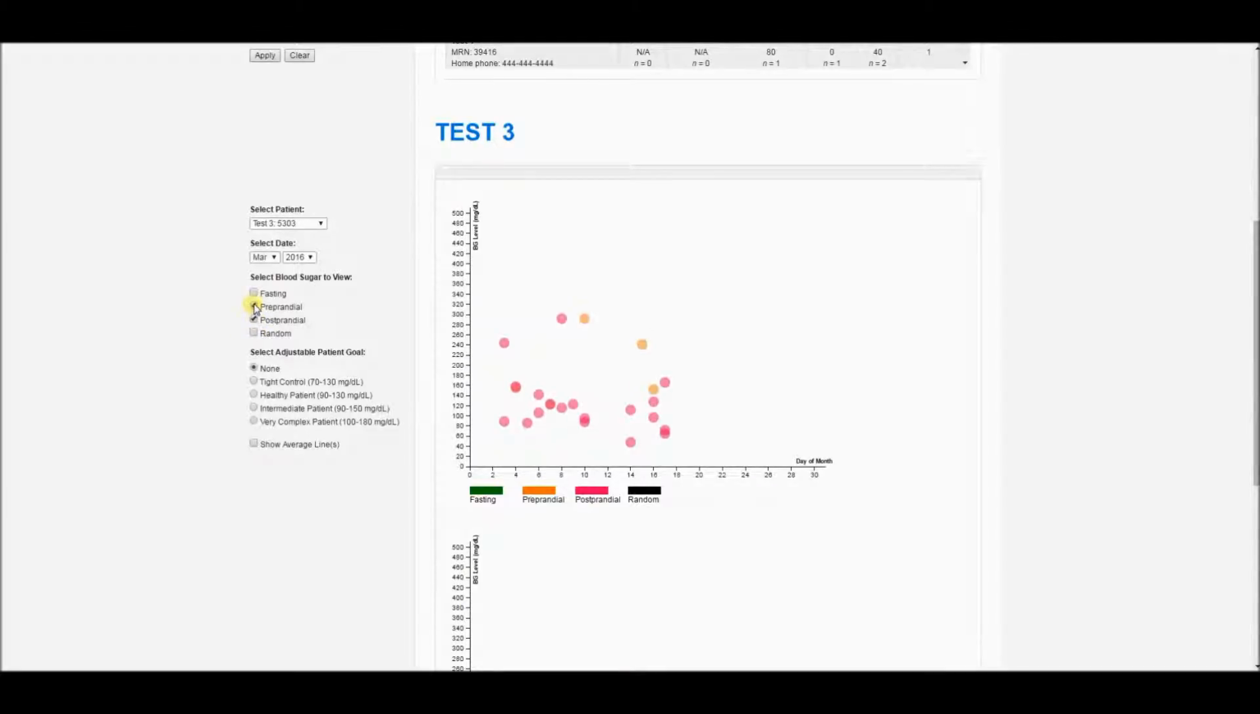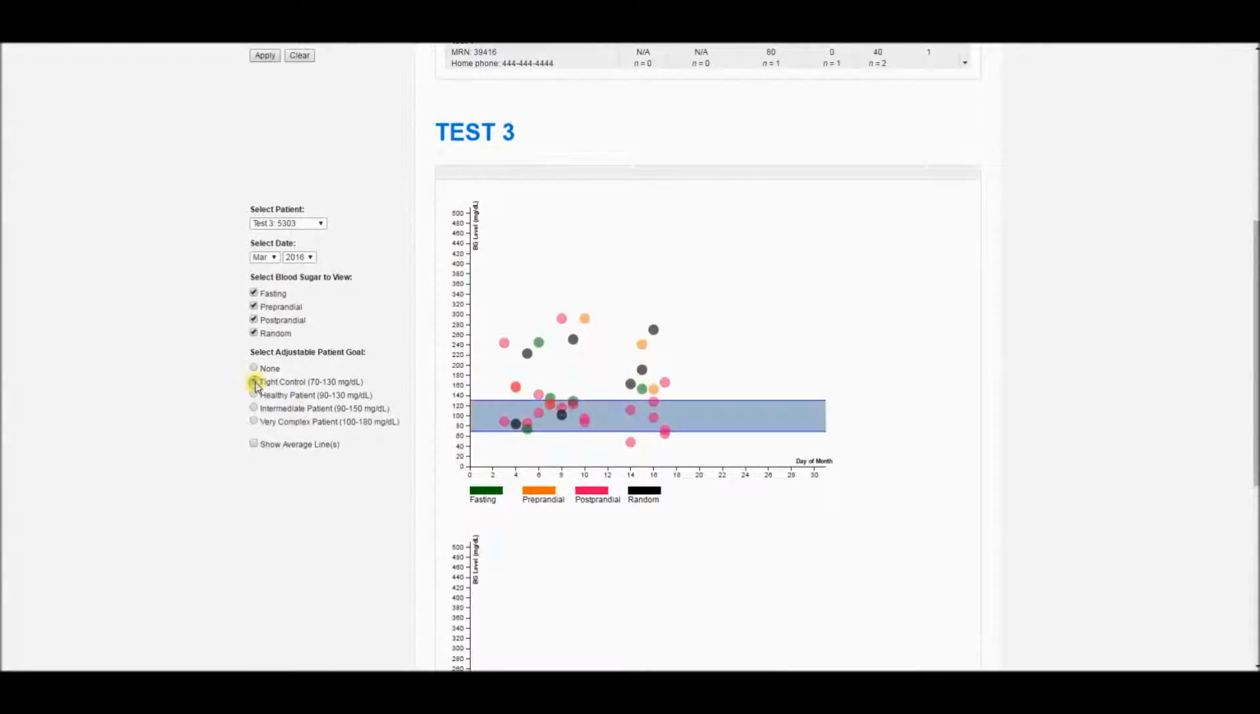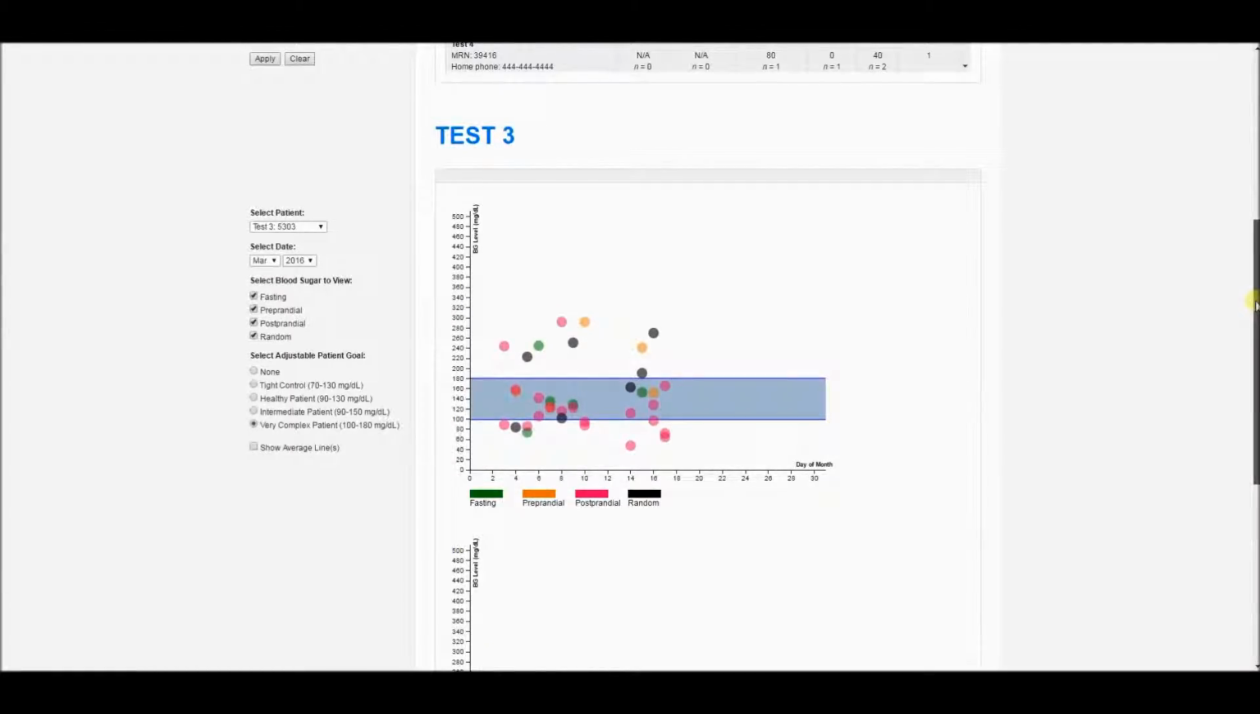In addition, I can judge how well a patient is managing his or her blood glucose levels by comparing them to adjustable patient target goals represented by the blue shaded area on the graph. Lastly, if I'm interested in viewing a patient's blood glucose average levels for each of the blood sugar classifications, I can do so. The average lines, which are also color-coded by blood sugar classification, are represented by a broken hashed line on the graph.